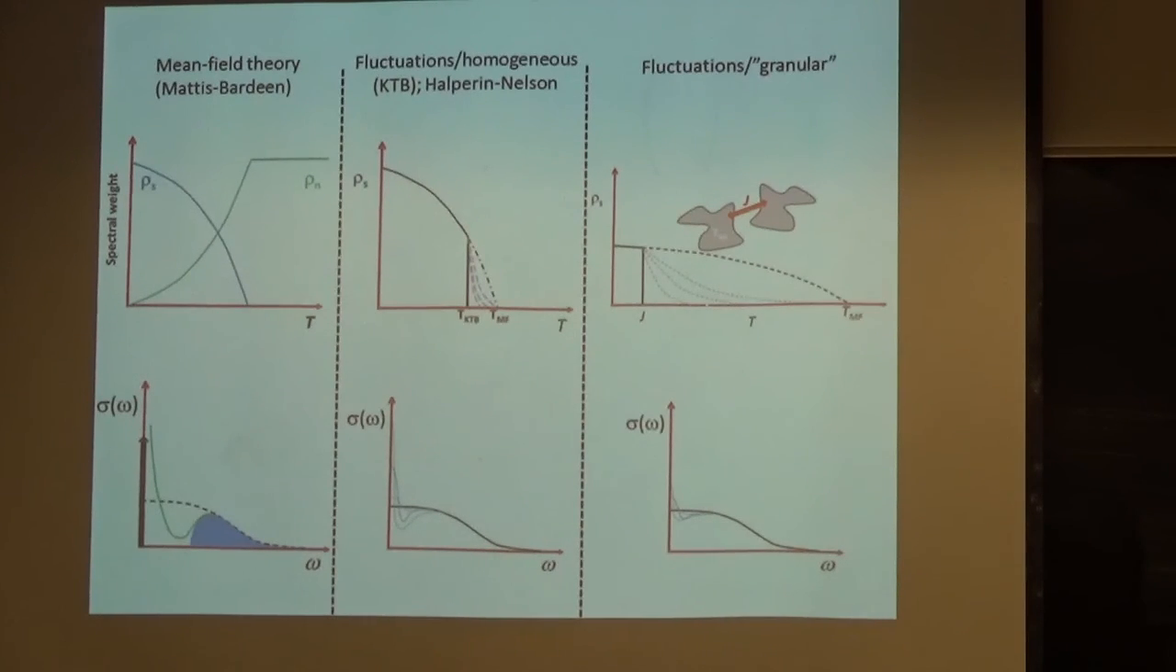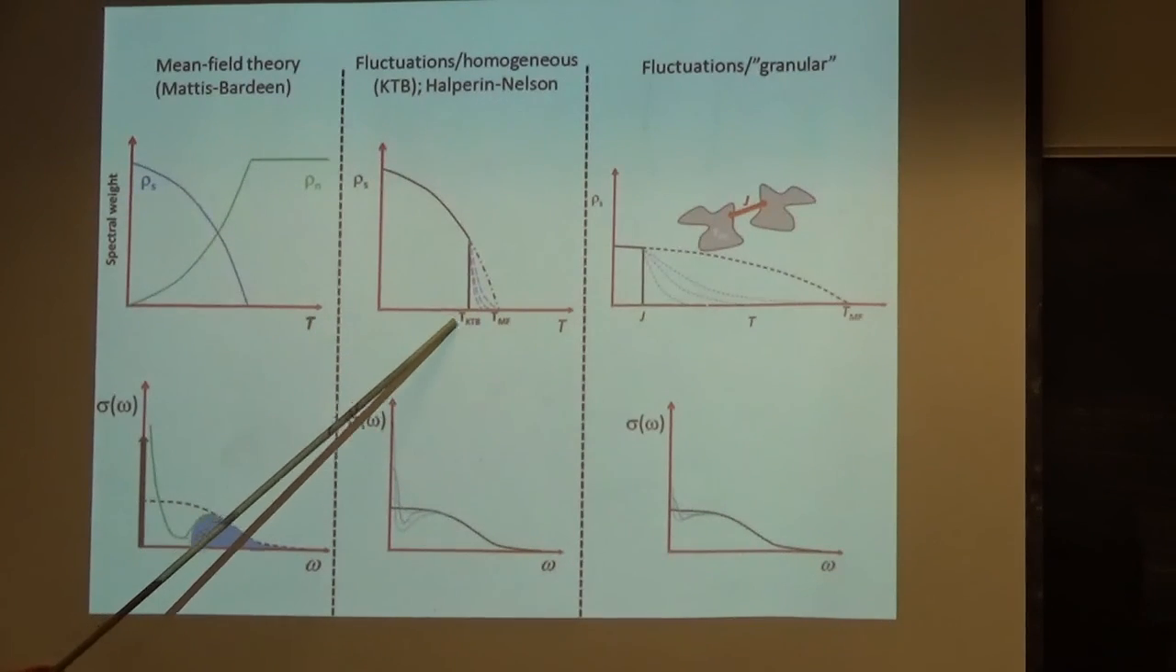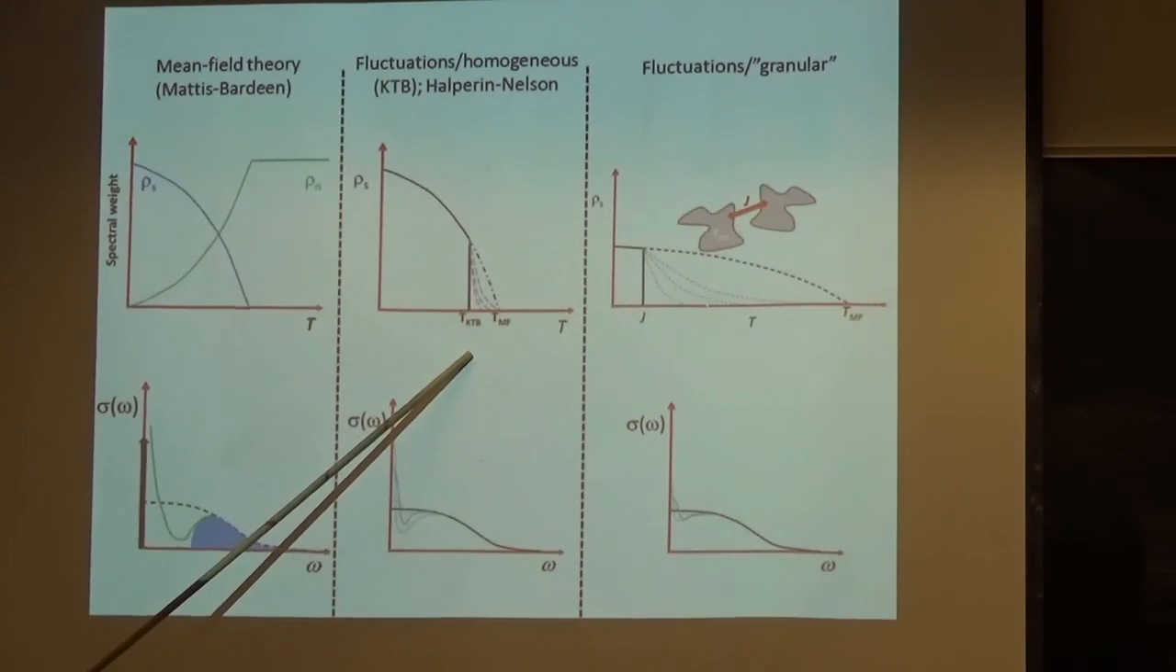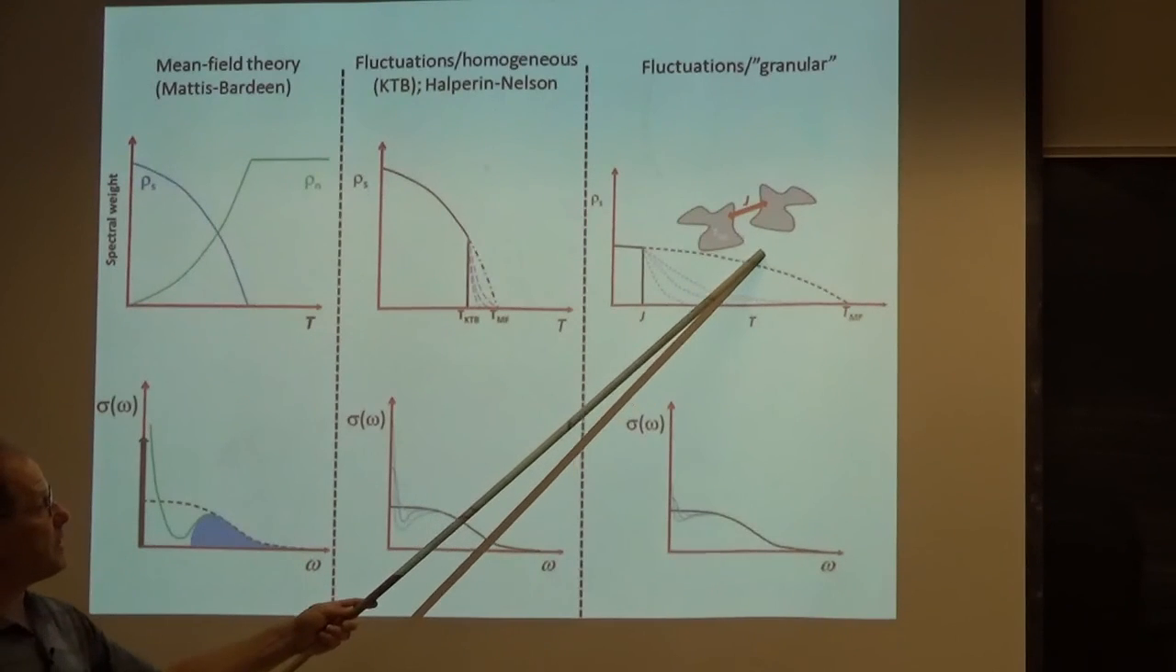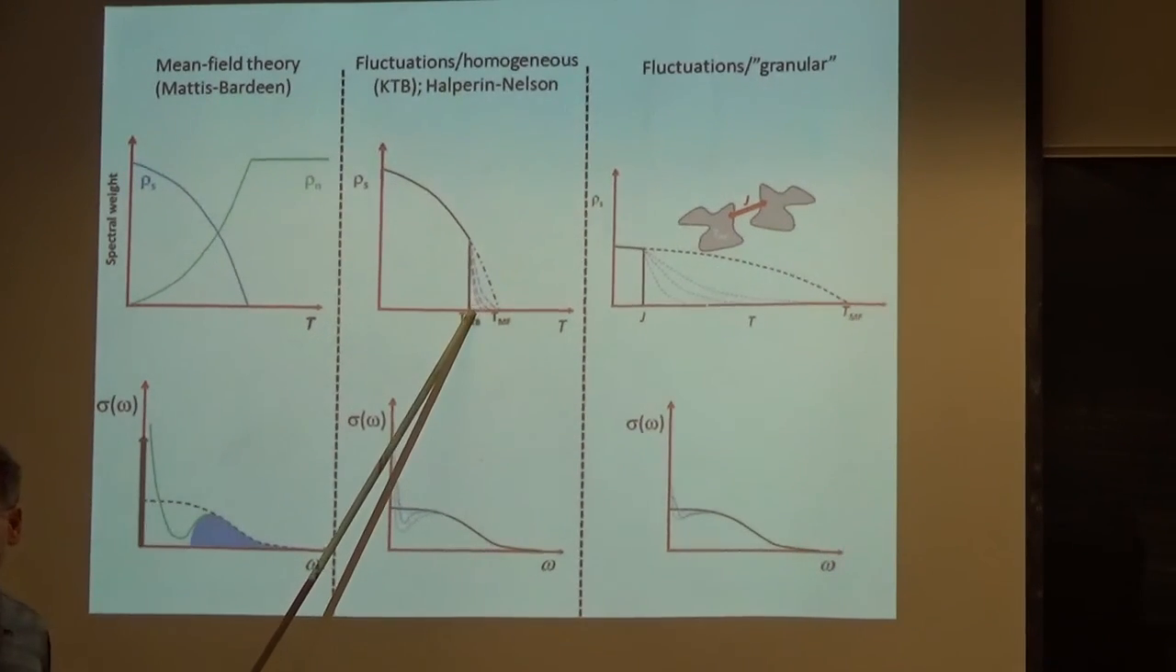Excuse me? So experimentally, how do you distinguish the fluctuating granular picture from the homogeneous one? Like, is the resolution enough? Well, if you study this systematically, in the case of the homogeneous superconductor there's fundamentally only one energy scale, which is T_c. So these two things are going to track each other and be intimately connected. You'll never separate them. So I think the key distinction between these two cases is that fundamentally you have two energy scales here and just one energy scale here.